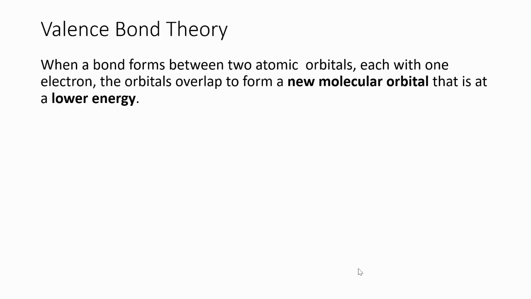Well, this is where valence bond theory comes into play. When a bond forms between two atomic orbitals, each with one electron, the orbitals overlap to form a new molecular orbital that has a lower energy. Let's have a look at an example between two s orbitals. The simplest one that we can look at is between two hydrogens to form the H2 molecule.